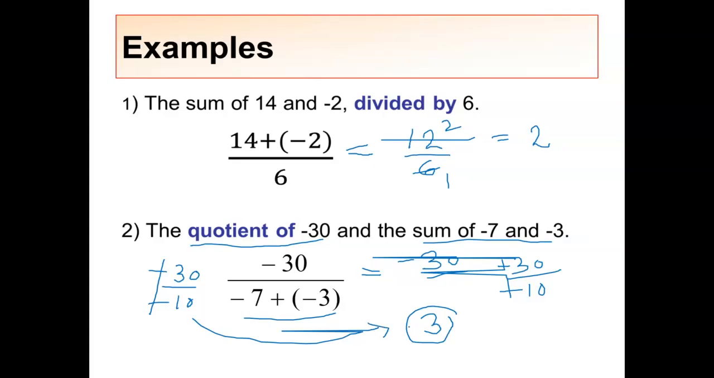So I hope this helps reviewing the multiplying and dividing of real numbers.